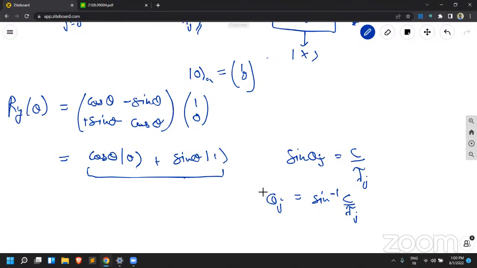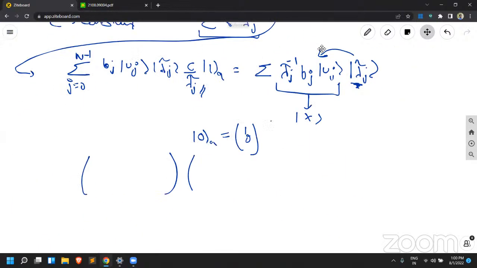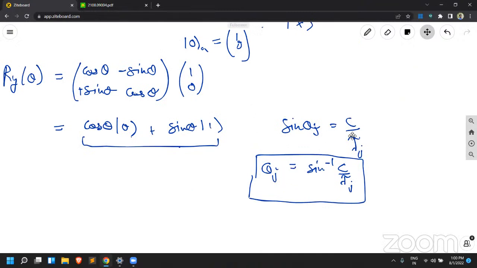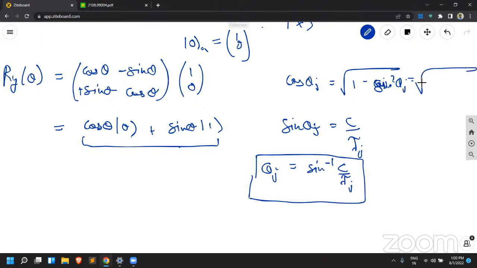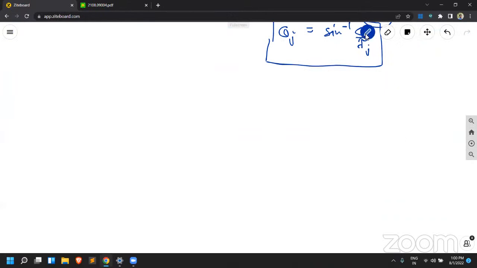So this will allow us to select the value of theta for the parameterized RY gate, so that we are able to put the ancilla qubit in this state. If we have sine theta equal to C by lambda, then cos theta will automatically become square root of 1 minus sine square theta j, right? So it will give you square root of 1 minus (C by lambda tilde j) whole square. So automatically it will become this once we choose theta to be C by lambda. And as I told, C can be any constant. It depends on us what to choose.